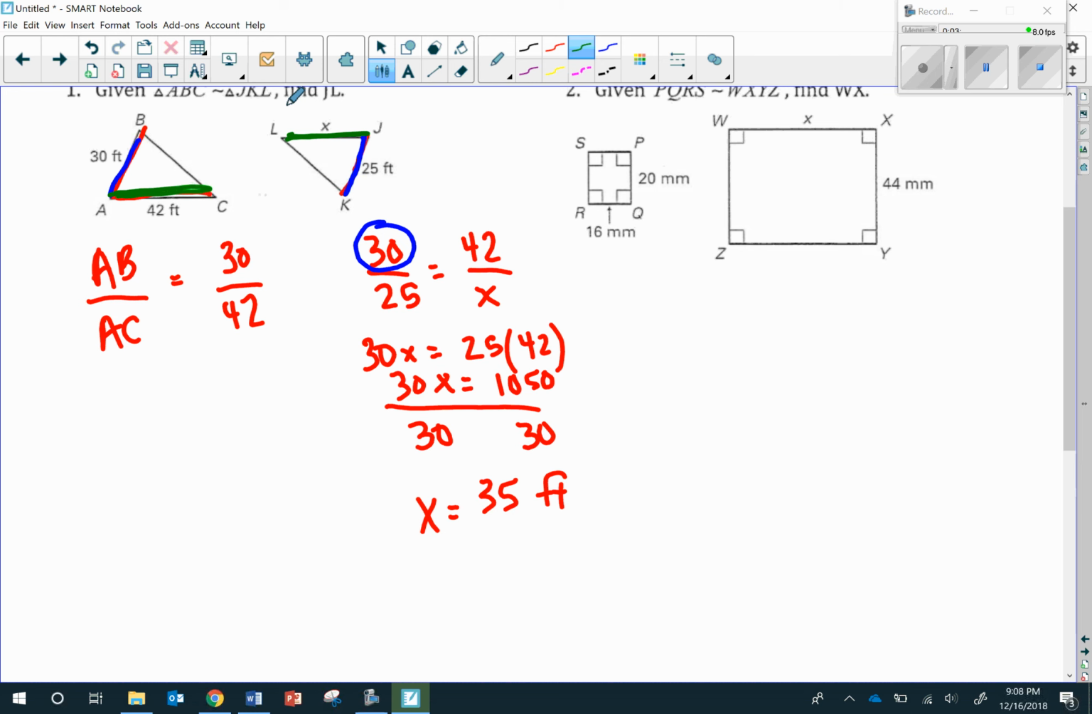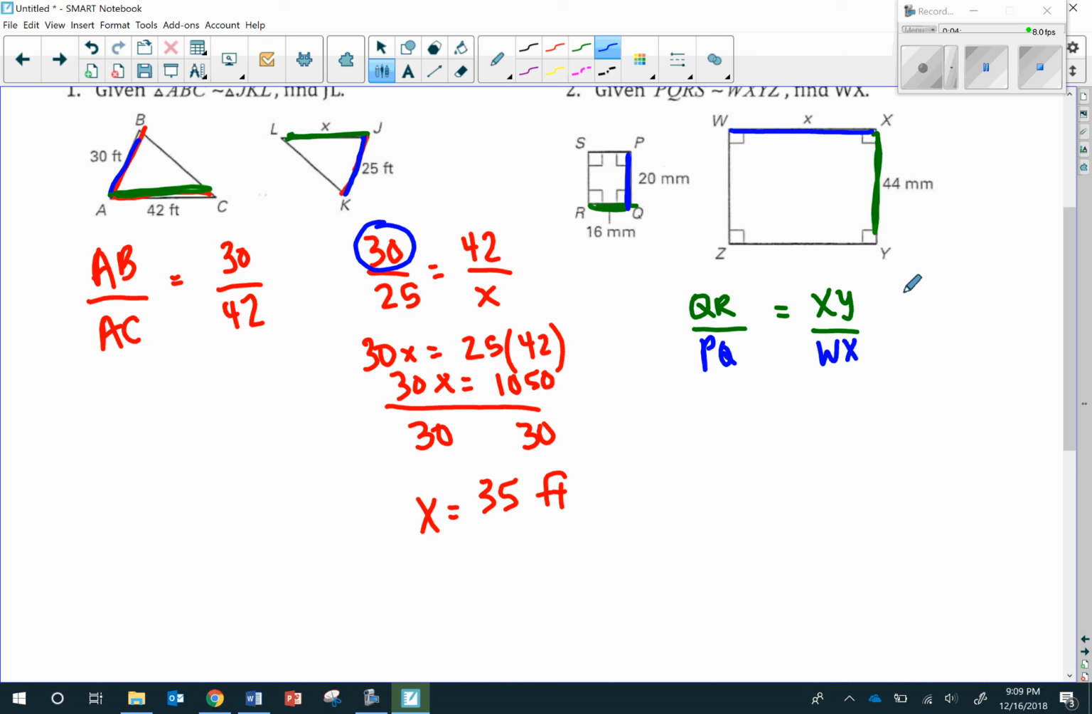We're going to do the same thing with number 2, however we're working with rectangles instead of triangles. So given PQRS is similar to WXYZ, we're looking for WX. So what I'm going to do here is I'm first going to look at side QR, which is here. And we're going to set that equal to XY here, which is 44. And we're having that over PQ, which is here. And the corresponding side on the other side would be WX.